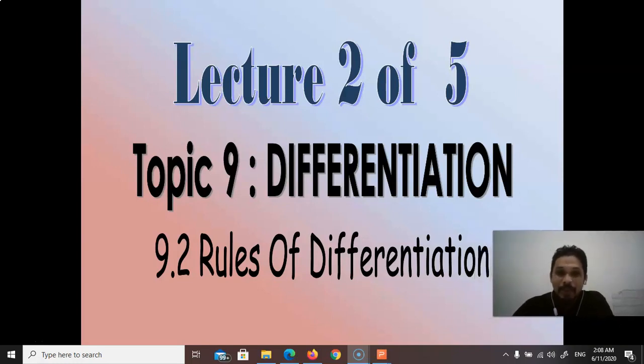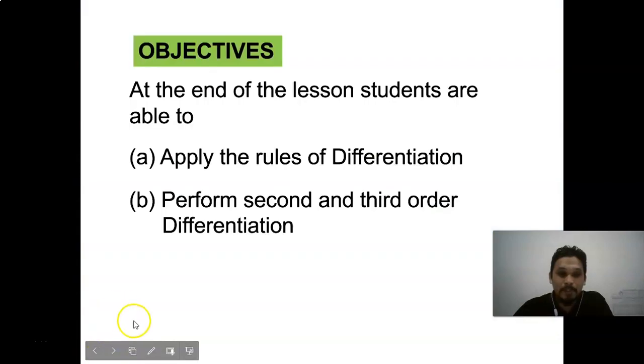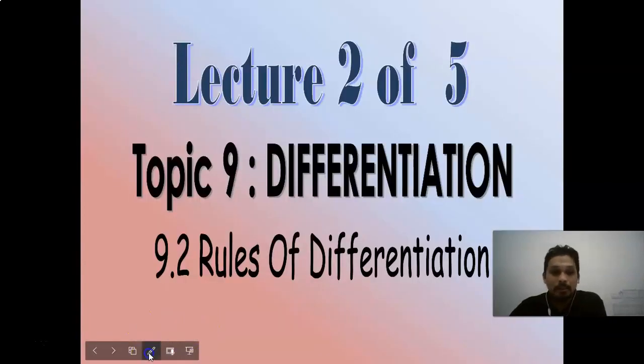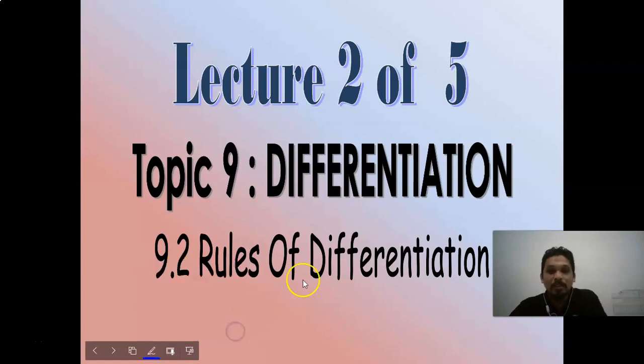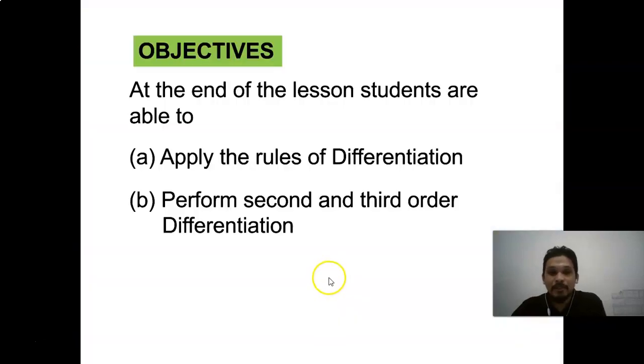Okay, so now we are on part 2 of our lecture, still on the topic of differentiation. Part 2 out of 5 on the rules of differentiation. At the end of the lesson, you should be able to apply the rules of differentiation and perform the second and third order differentiation.